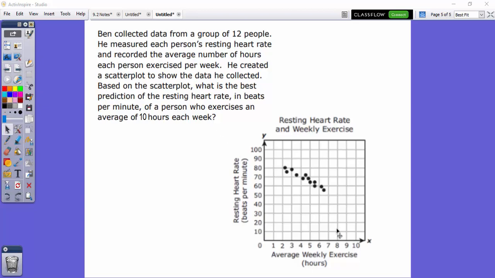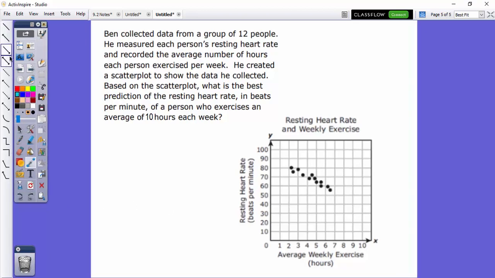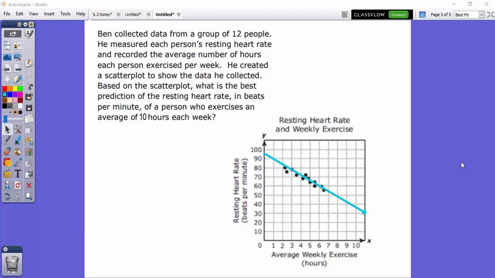So it's kind of difficult to estimate 10 hours because the trend of data is so far away, but I'll draw in the line of fit and then you can estimate what you think 10 hours would be. Okay, there's your line of fit. Take a couple seconds to predict the resting heart rate based off of 10 hours of exercise per week.